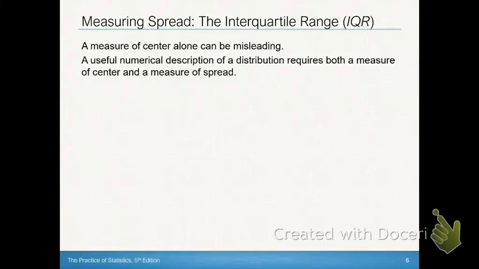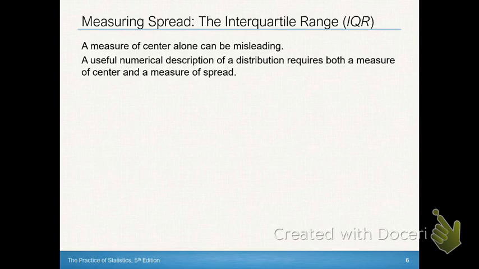In this section of notes, we're going to look at one more type of spread and also one more type of data display for quantitative data. In previous sections of notes, we've talked about dot plots, stem plots, and histograms. Today we're going to talk about box plots. And in previous sections of notes, we talked about standard deviation and variance. Today we're going to talk about IQR, or interquartile range.